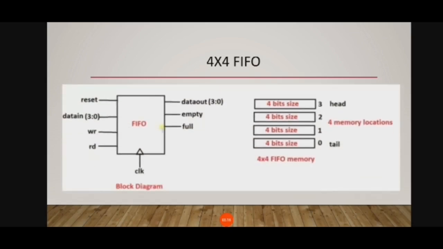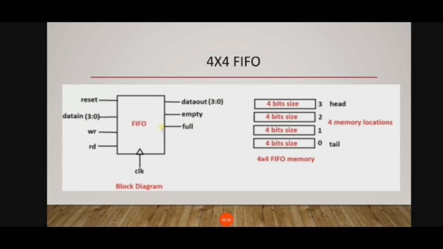4:4 FIFO means the FIFO which has 4 memory locations with 4 bit size is known as 4:4 FIFO. That means this FIFO memory has 4 different memory locations that are 0, 1, 2 and 3 with each 4 bit size. Hence the name is 4:4 FIFO memory.